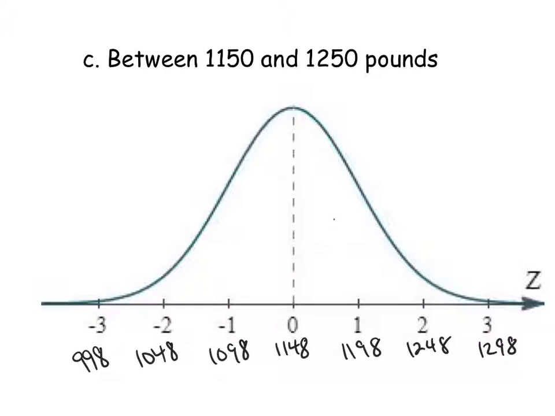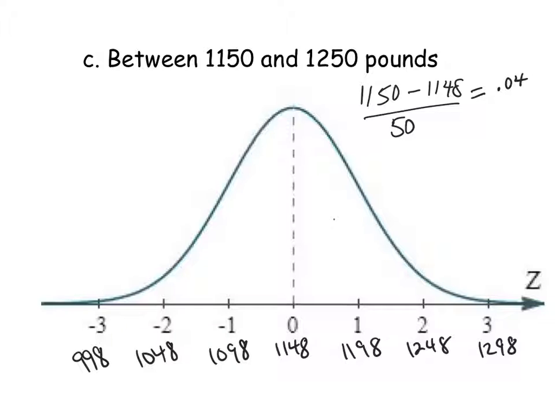All right, this is the last question. This time I want to know the percentage of steer weights that are between 1,150 pounds and 1,250 pounds. So I need to change both of these to z-scores. Again, I'm going to take my data value, 1150, minus 1148 divided by my standard deviation 50. That is equal to 0.04. So that's my first z-score.